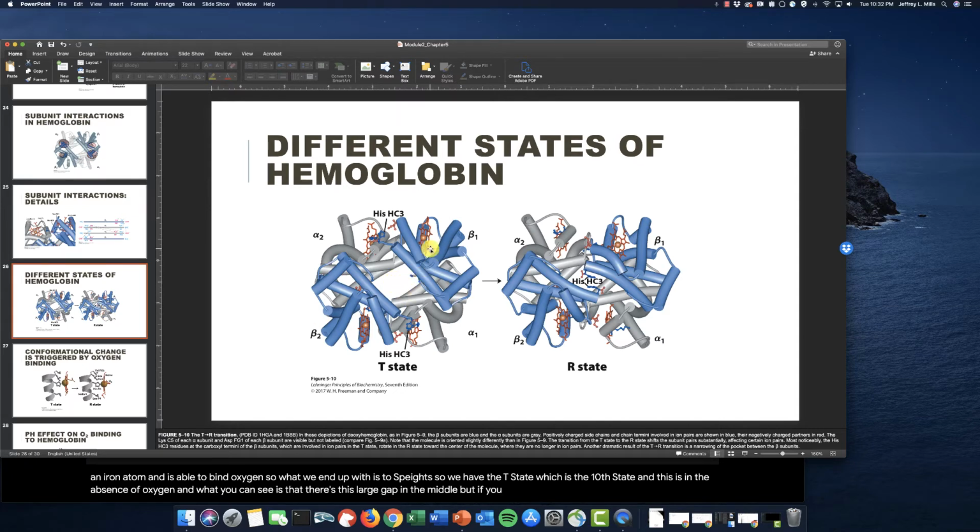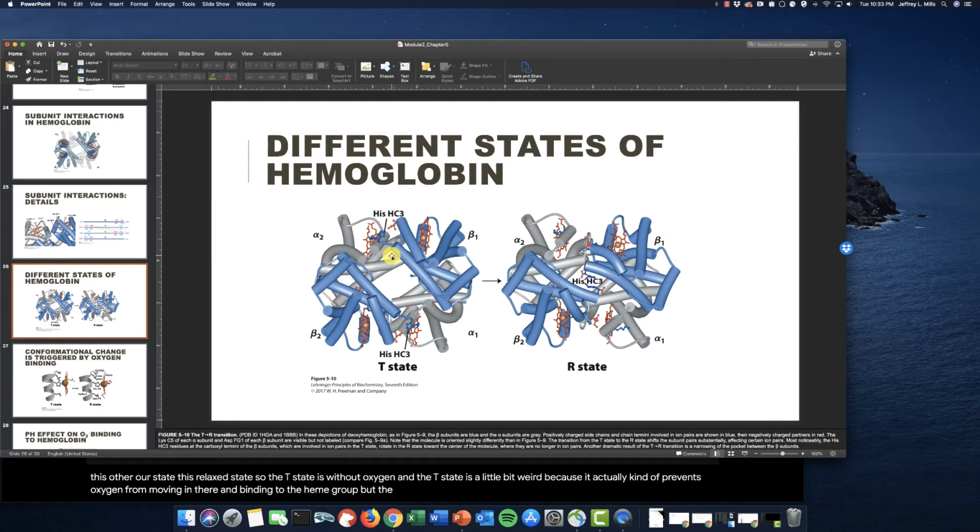But if you look at the individual monomers, they're tense. All of the alpha helices for the beta-1 monomer, for example, are tightly drawn in and seem to be much closer to the heme group than in this other R state, this relaxed state. So the T state is without oxygen. And the T state is a little bit weird because it actually kind of prevents oxygen from moving in there and binding to the heme group.